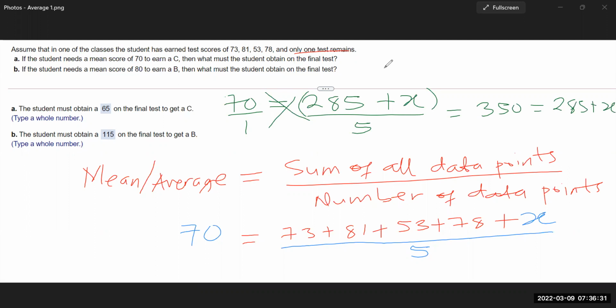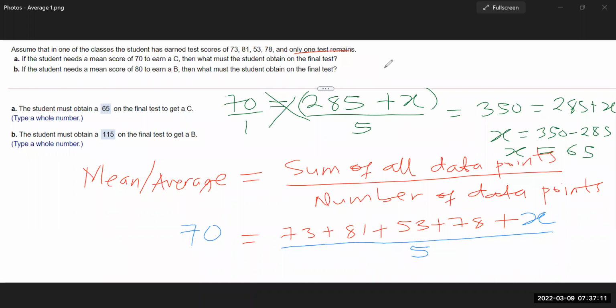So you have a linear equation now. Is that okay? Because 1 times 285 plus X will give you 285 plus X. So now what will be your X? Your X will be 350 minus 285. And what is 350 minus 285? That will give you your X to be 65. So the student must obtain a 65 on the final test to get a C. Okay, so that answers the first part of this problem.